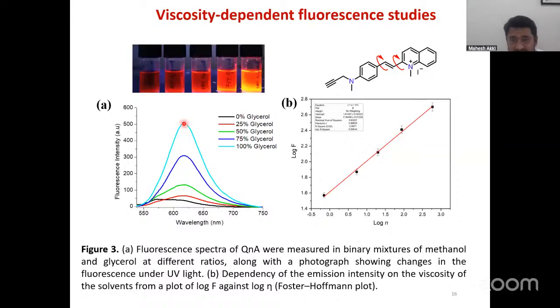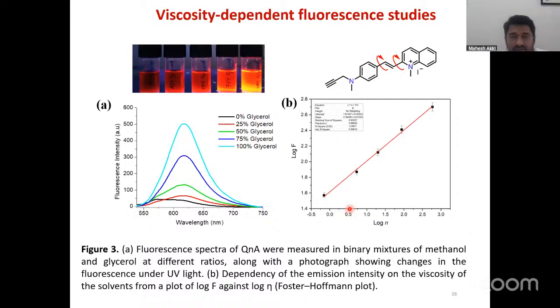Further, the viscosity sensitivity of QNA was calculated using the Förster-Hoffmann equation, which exhibits a linear response. Here the viscosity sensitivity of the molecular rotor QNA was determined to be 0.41, compared to other traditional FMRs. Hence, due to this strong viscosity-sensitive property, QNMF can be utilized as a fluorescent probe to detect G4 structures, as it effectively senses changes in the microenvironment.